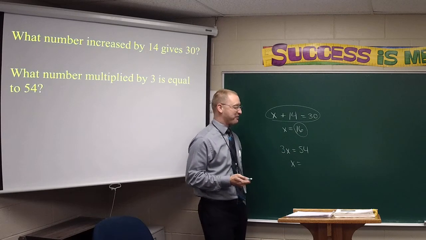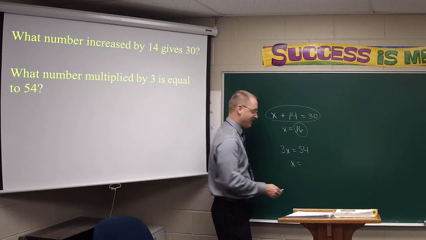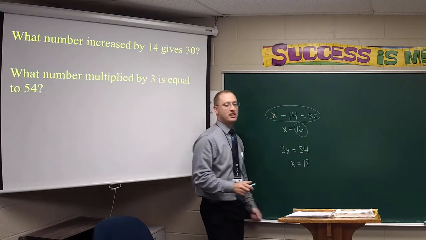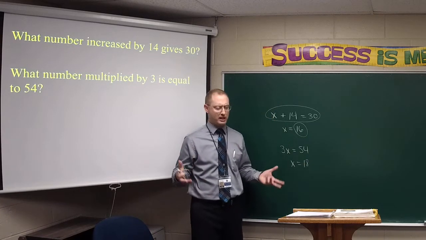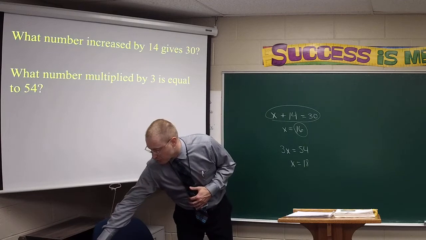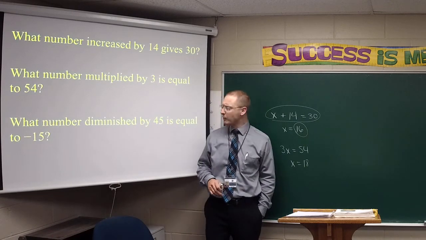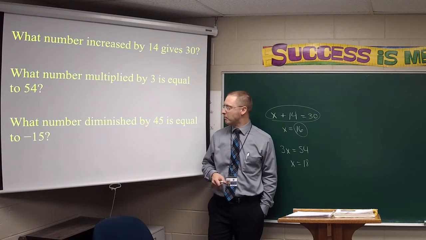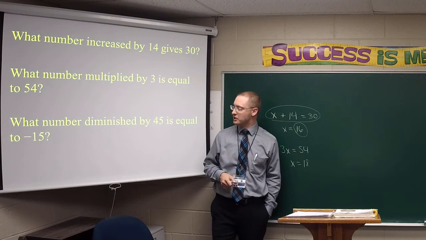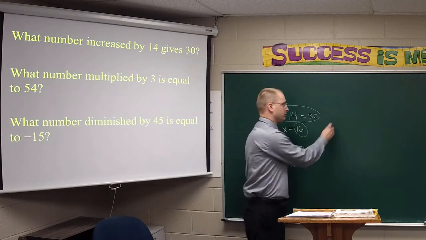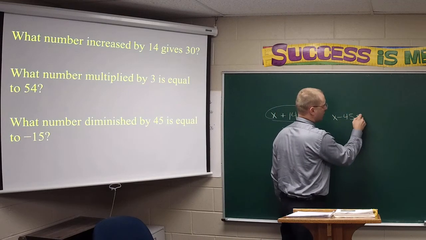And what do we get for x, Abby? 18 is correct. Still pretty straightforward. Again, word problems like these where there's only the one unknown, that's pretty straightforward. How about this one, Michael? How would I write the equation for what number diminished by 45 is equal to negative 15? X minus 45 is equal to negative 15.